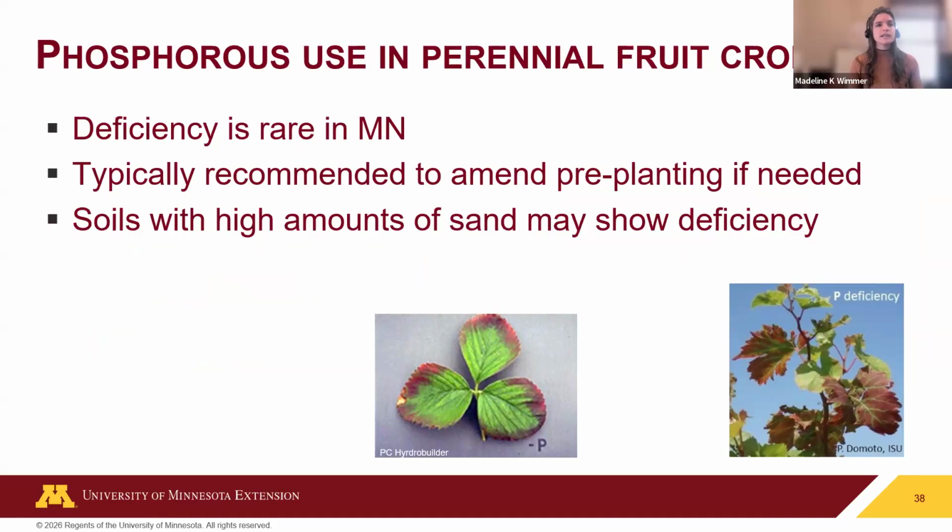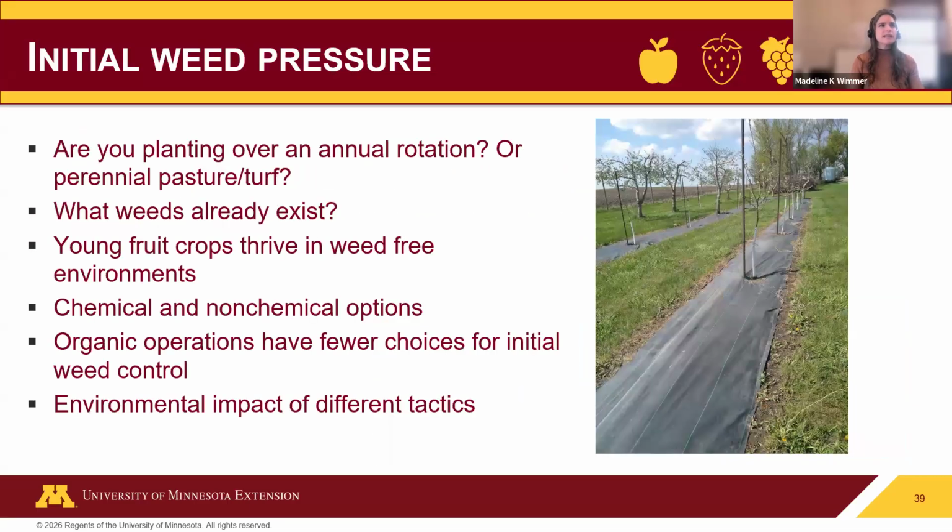Phosphorus deficiency in some parts of the country is more of an issue, but in Minnesota, it's pretty rare. So you just want to be careful. You don't necessarily want to over apply phosphorus, especially with concerns about runoff. But if you do have a very sandy soil, that's where you might start to see deficiency showing up. Again, going back to this whole conversation about weed pressure, are you planting over an annual rotation or perennial pasture or turf?